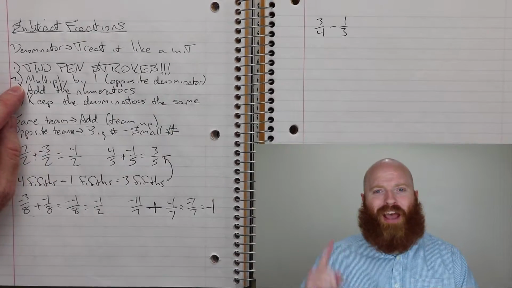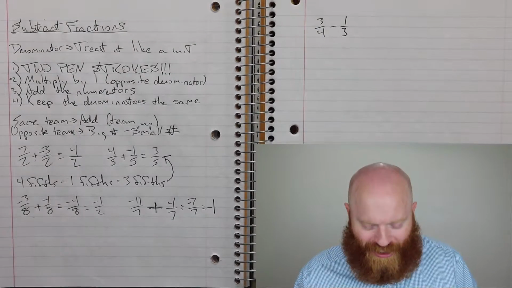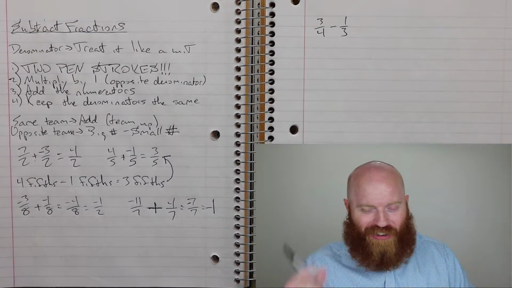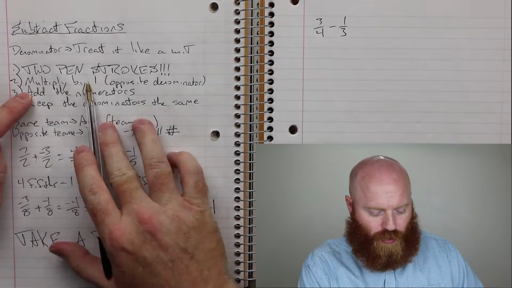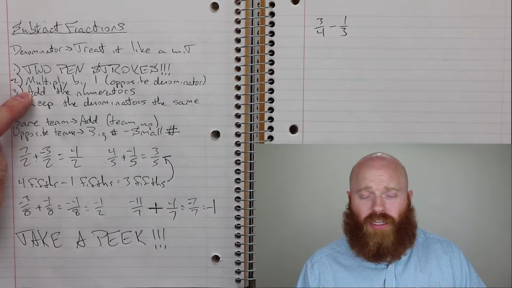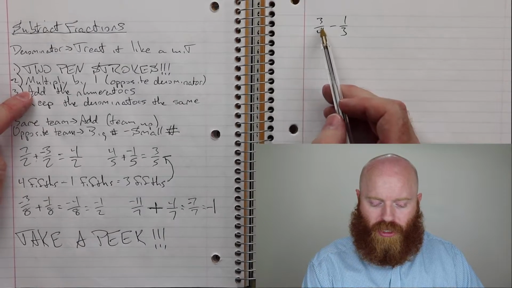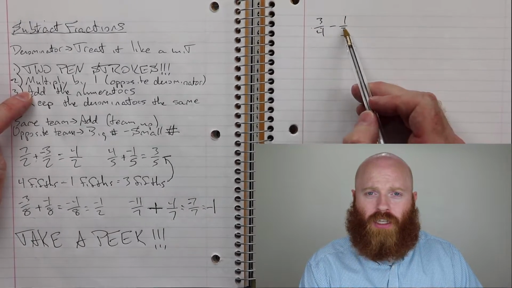And if you already watched my add fractions video, I bet you're chomping at the bit. You know exactly what I'm going to write down right here. Take a peek. And that's where this comes from. Multiply by 1. You can multiply any number times 1, and it will not change the value. So that's what we're going to do. I'm going to multiply this fraction times 1.